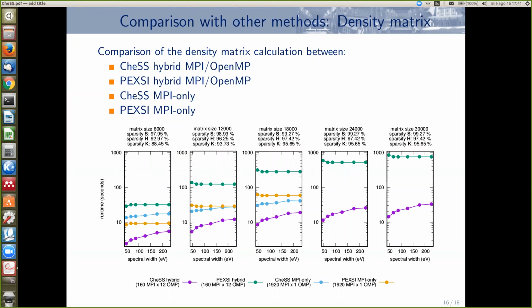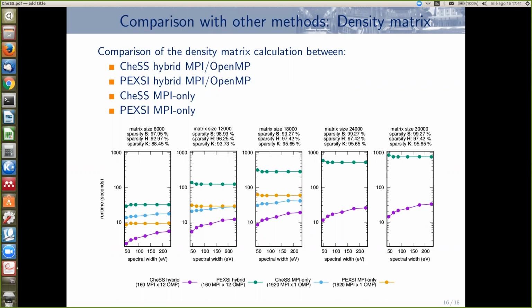So do you think we should also compare with your latest hybrid version in that case? I mean, we're working on a hybrid version, but the current packages that could be downloaded on the website, there isn't really a hybrid MPI OpenMP version. It doesn't exist. So we should just compare best effort. Let's say CheSS is using 12 or whatever number of more cores, and PEXI isn't.